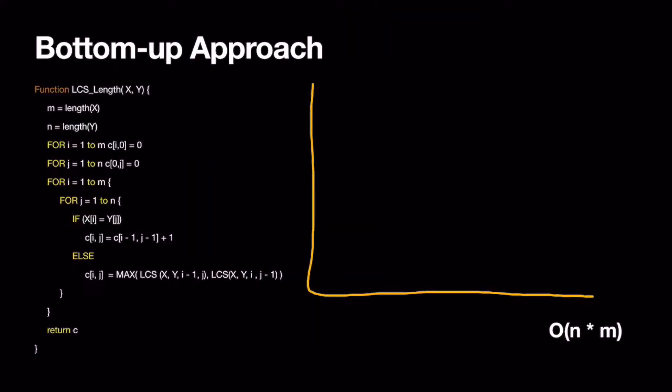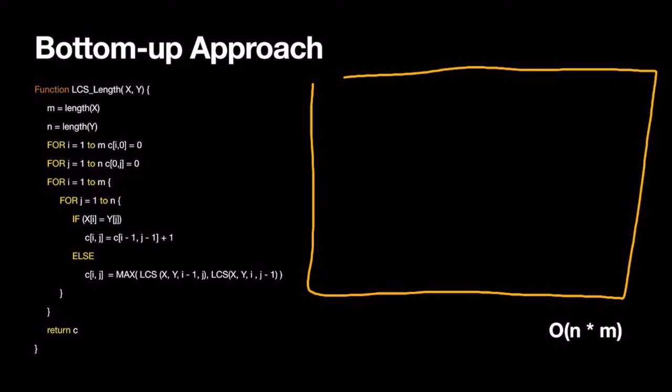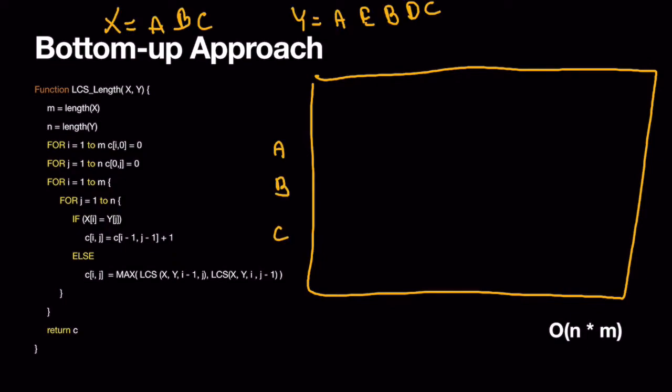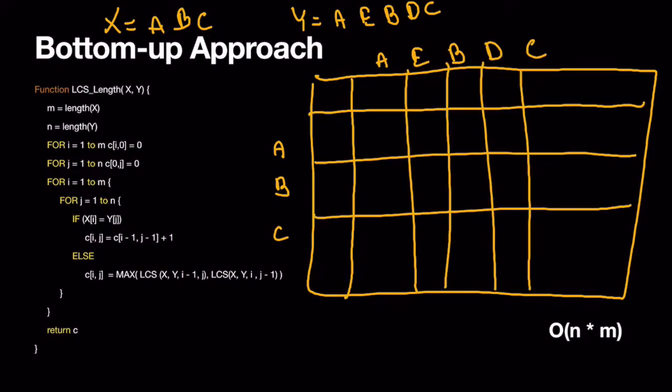For our bottom-up approach, we will be looking at the same example. Let's put x as our rows and y as our columns, and we will be filling those extra rows and columns with zeros. And now bottom up works from 1 to m, and j will be 1 to n. So note the difference as we go in incremental order.